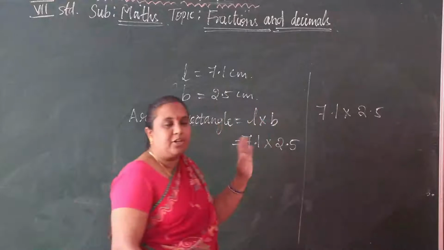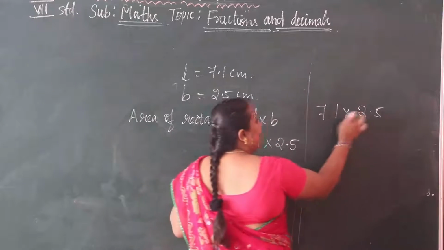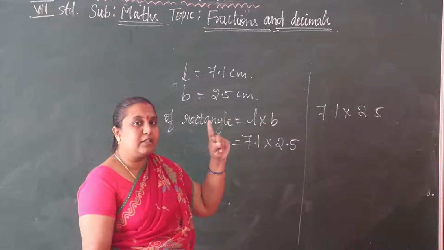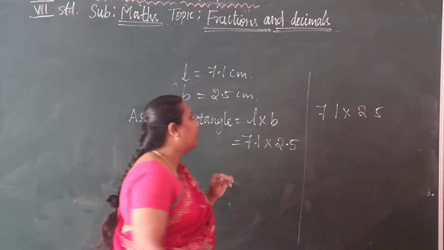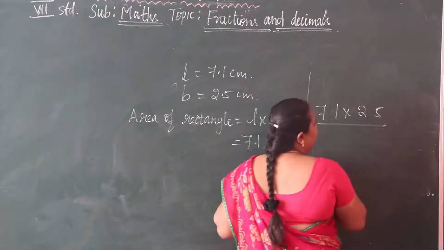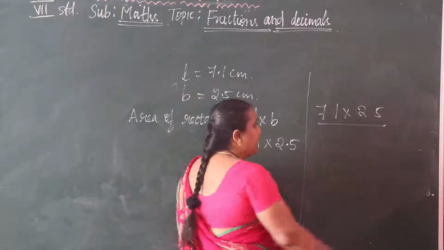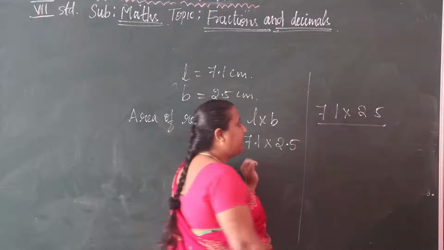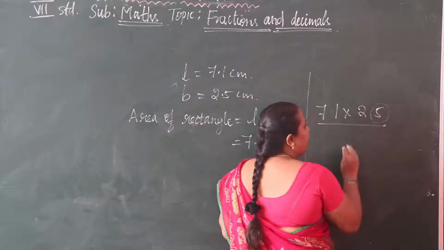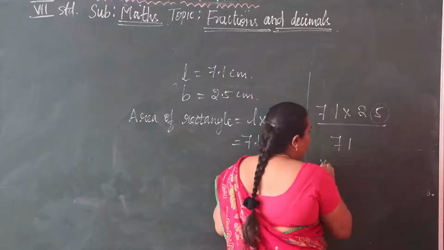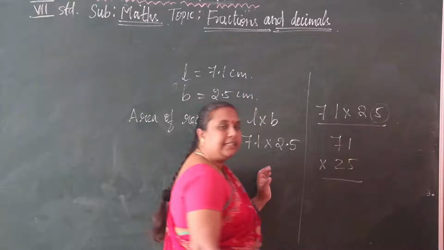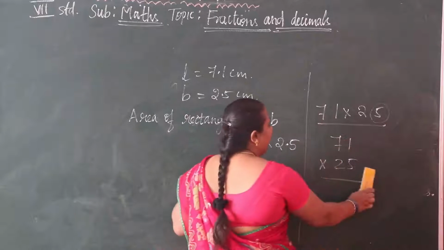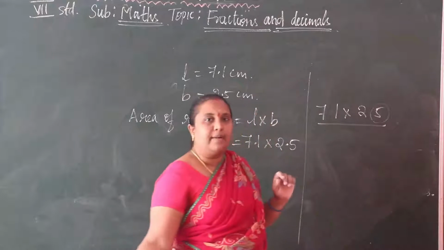Before this, we can remove the decimal point. So 71 into 25. After this we can put the decimal point. Don't forget to put the decimal point. So we can multiply by the normal multiplication method. We can take the first number, or otherwise we can take 71 into 25 like this also. But you are going to upgrade now, so you can write by this method. So here, 71 into 25.